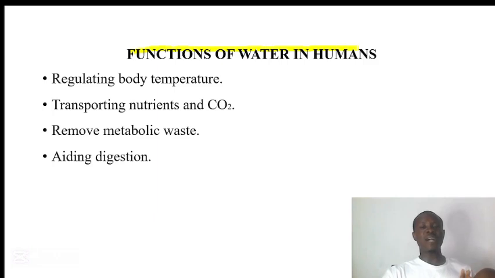Most often when they ask students to write functions of water in humans, they come with things that are happening outside of the body. For example, they talk about it being used for cooking, it is used for laundry. Those ideas are wrong in this case. The functions of water in humans are, number one, for regulation of body temperature.